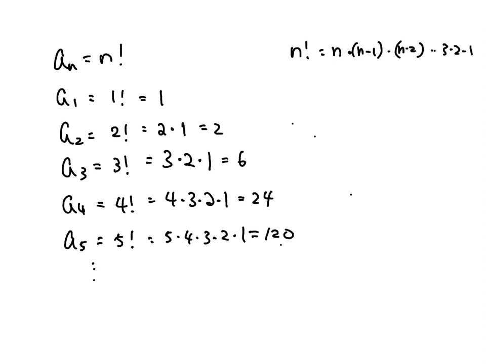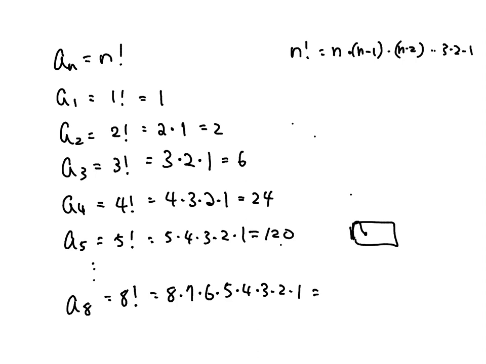If you keep going, a sub 8 is going to be 8 factorial, which is 8 times 7 times 6 times 5 times 4 times 3 times 2 times 1. The calculator does have a factorial button. If you go to typing number 8, hit math, scroll over to probability, and you'll see the exclamation mark there.